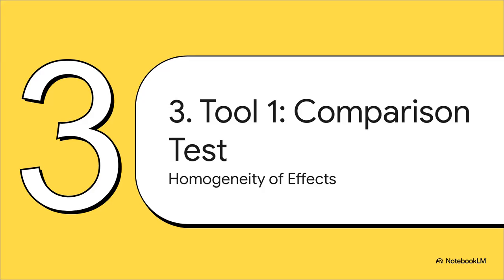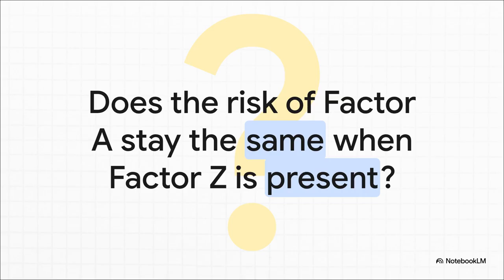So, tool number one is all about comparison. The technical name is homogeneity of effects, but don't let the jargon fool you. Homogeneity just means the same. So what scientists are asking is pretty simple. Is the effect of a risk factor the same for everyone? The core question they're trying to answer is this.